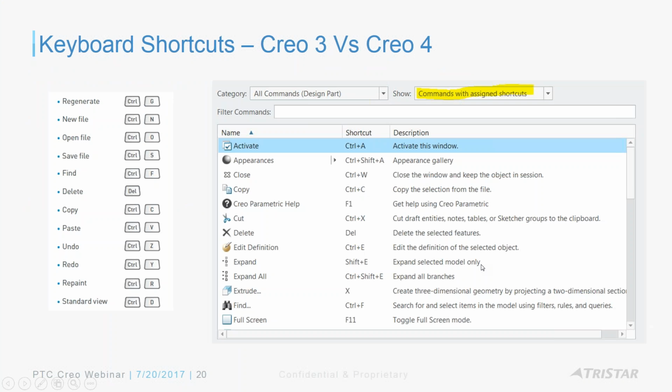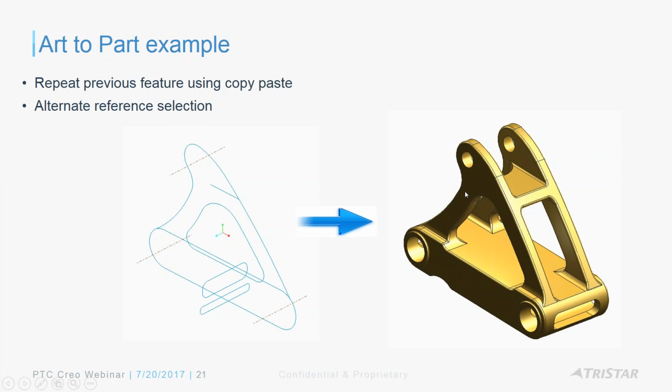Okay, so there are also a lot of keyboard shortcuts. Your old keyboard shortcuts, they are there, but starting Creo 4, there are also a lot of assigned shortcuts, a lot more than before. You can even create your own shortcuts for commands. So you can filter by saying, show me the commands without assigned shortcuts and with assigned shortcuts, right?